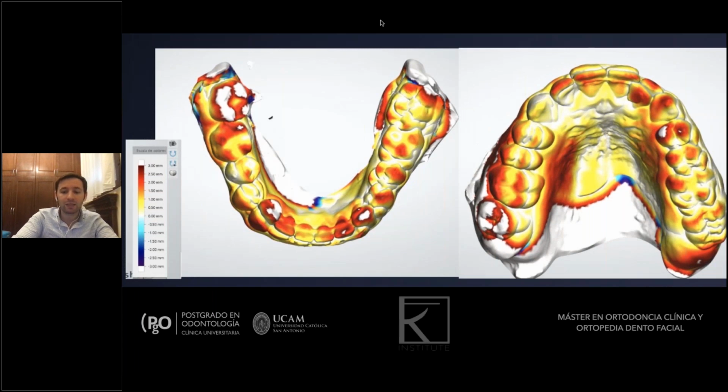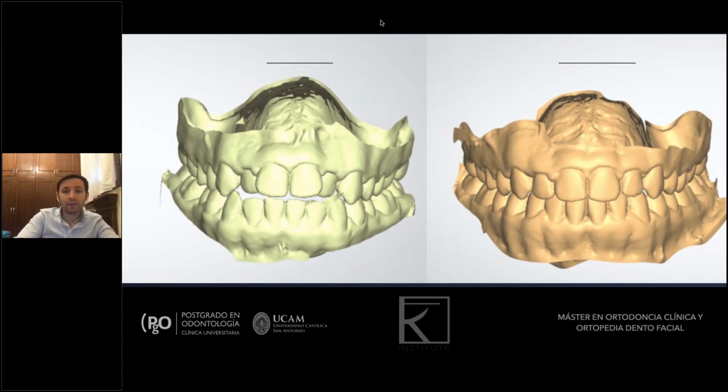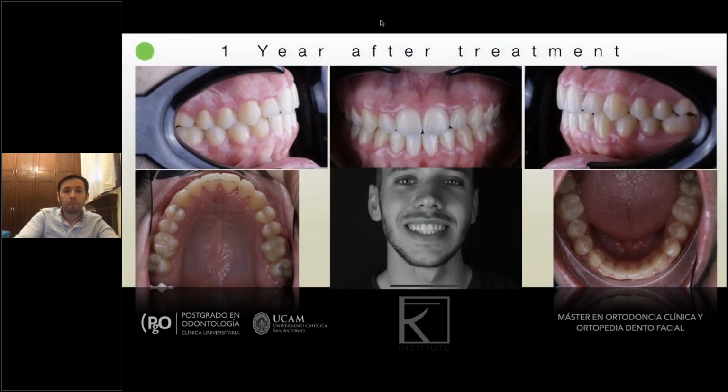Look at this intraoral scanner, after and before. All the color that you see, red and yellow, is more than 2 millimeters. And this is the situation at the end of the treatment. If you see the palatal area, it is wider at the end of the treatment compared with the beginning. And here I have my patient 1 year after treatment.